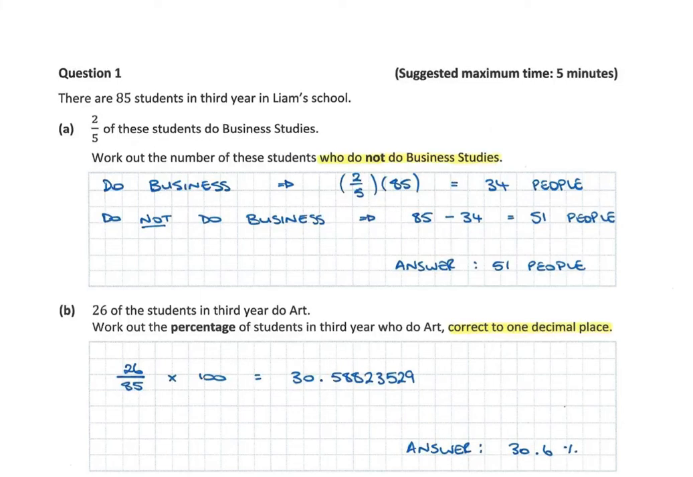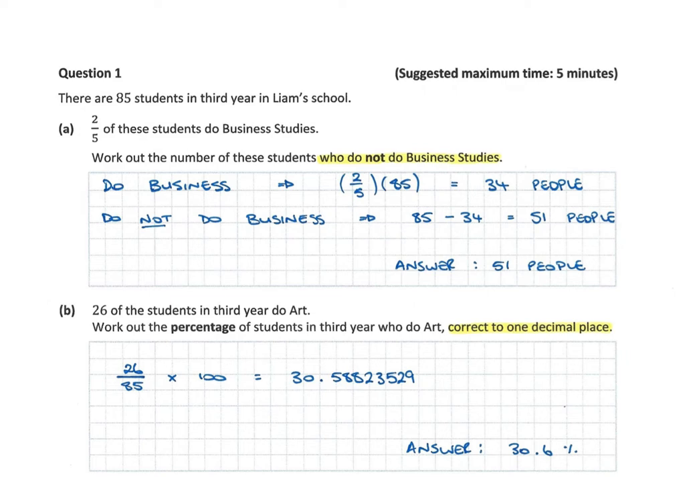So this is the Junior Cert Higher Level 2019 Paper 1, Question 1. There are 85 students in third year in NAME school. 2/5 of the students do business studies. Work out the number of students that do not do business studies.